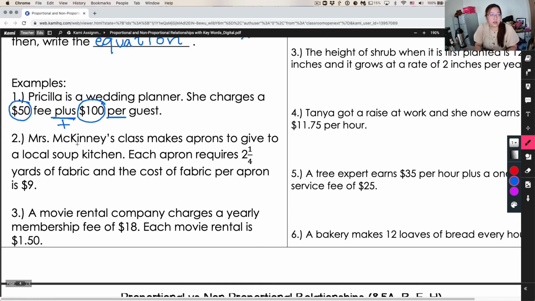So here it says $100 per guest, and this is multiplication. So if we're writing our equation, remember it starts out with y equals 50 plus 100x, because this is 100 times x. That's what per means. So that's how we write this equation. Okay, and so you can see this is non-proportional because of this 50 plus here. We cannot add to x, so this would be non-proportional.